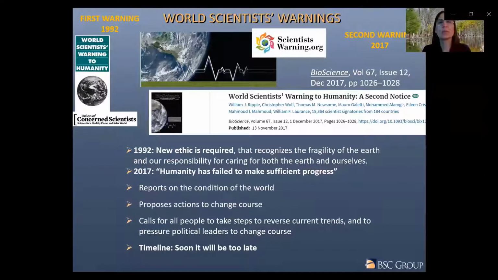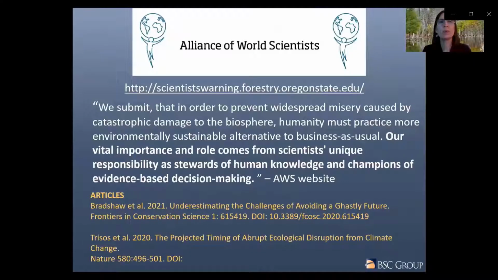In fact, world scientists have been warning humanity very explicitly for decades. The 1992 scientists warned, quote, all humanity of what lies ahead. New to the world scientists' warning in 2017 is a timeline. Soon it will be too late to shift away from our failing trajectory. Most of us in the scientific community are beyond worried. These warnings explicitly call upon scientists to speak up about what we know and to develop new approaches. The two articles cited on the slide are useful references in this regard.